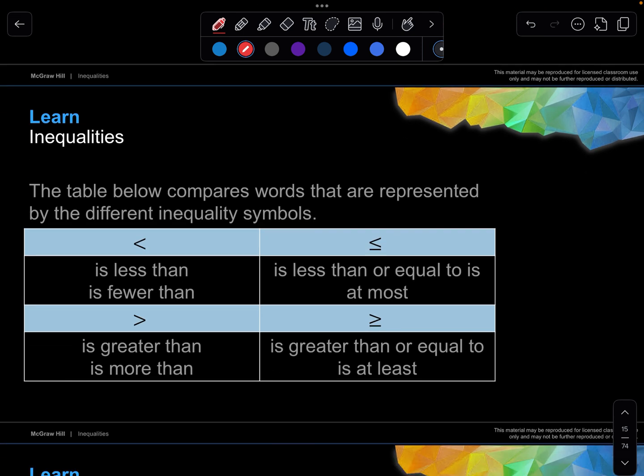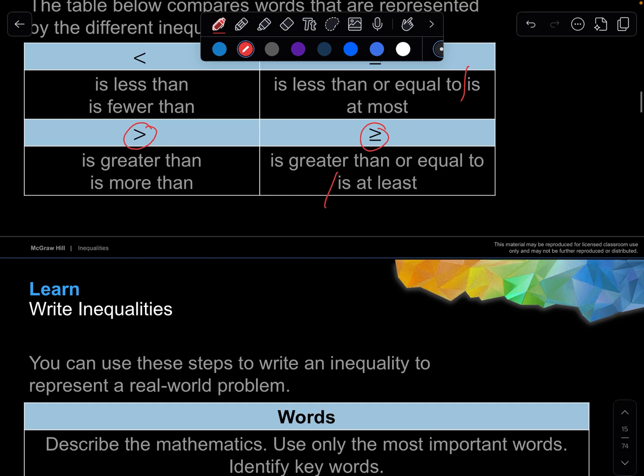Now let's look at the table below to see what words we could use to represent these inequalities. Less than, fewer than. Here we have greater than or more than. Here we have is less than or equal to, or is at most. That means the biggest value that it could take, which means anything smaller than. And over here is greater than or equal to, or is at least, which means at the very minimum it is this value, or it will be more than that.